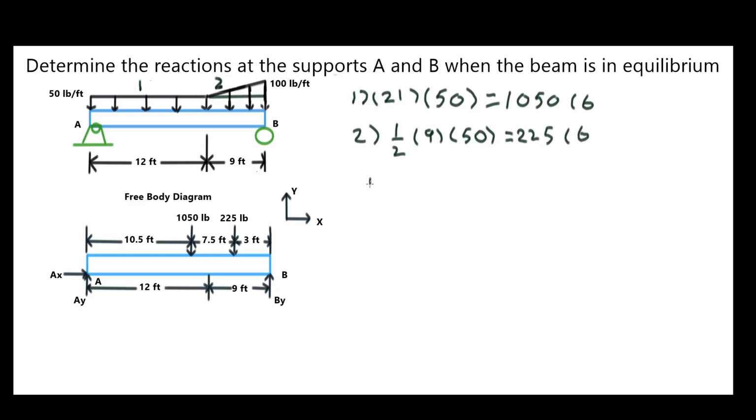Now for the distance, for a rectangle, all you have to do is find the midway point that this distributed load goes across. Since it goes across the entire span of the beam, you only have to divide the length by 2. So for shape 1, that gives us a length of 10.5 feet.